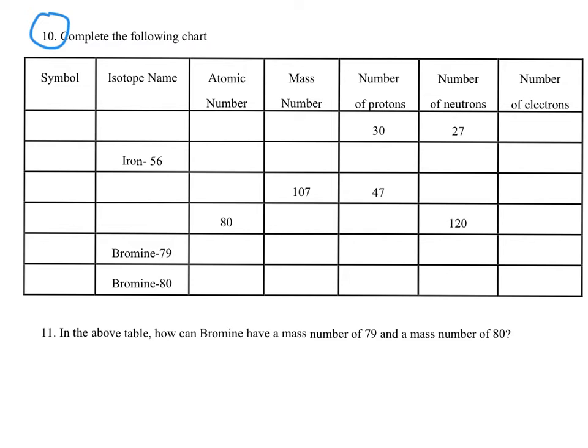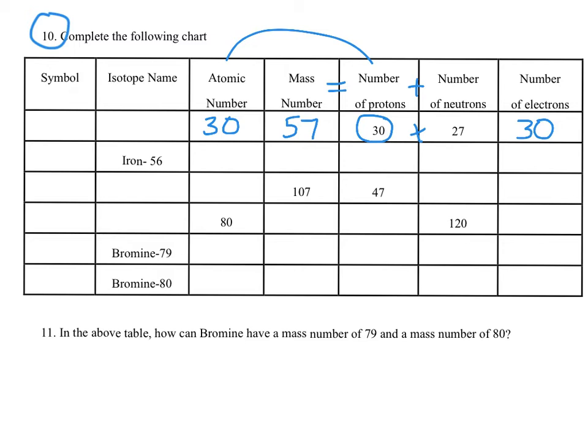Taking a look here, let's start with the very first row. So we know that this object has 30 protons, and we know that atomic number and protons are equal. So that's good. We know if we have 30 protons, we have a 30 atomic number. We also know that we're assuming all of these are neutral. So that means we're assuming that there's also 30 electrons to cancel out the 30 protons. Now that we have that information, we can figure out the mass number. Remember, the mass number is just going to be equal to protons plus neutrons. So if I add up 30 plus 27, I'm going to end up with 57 for my answer.